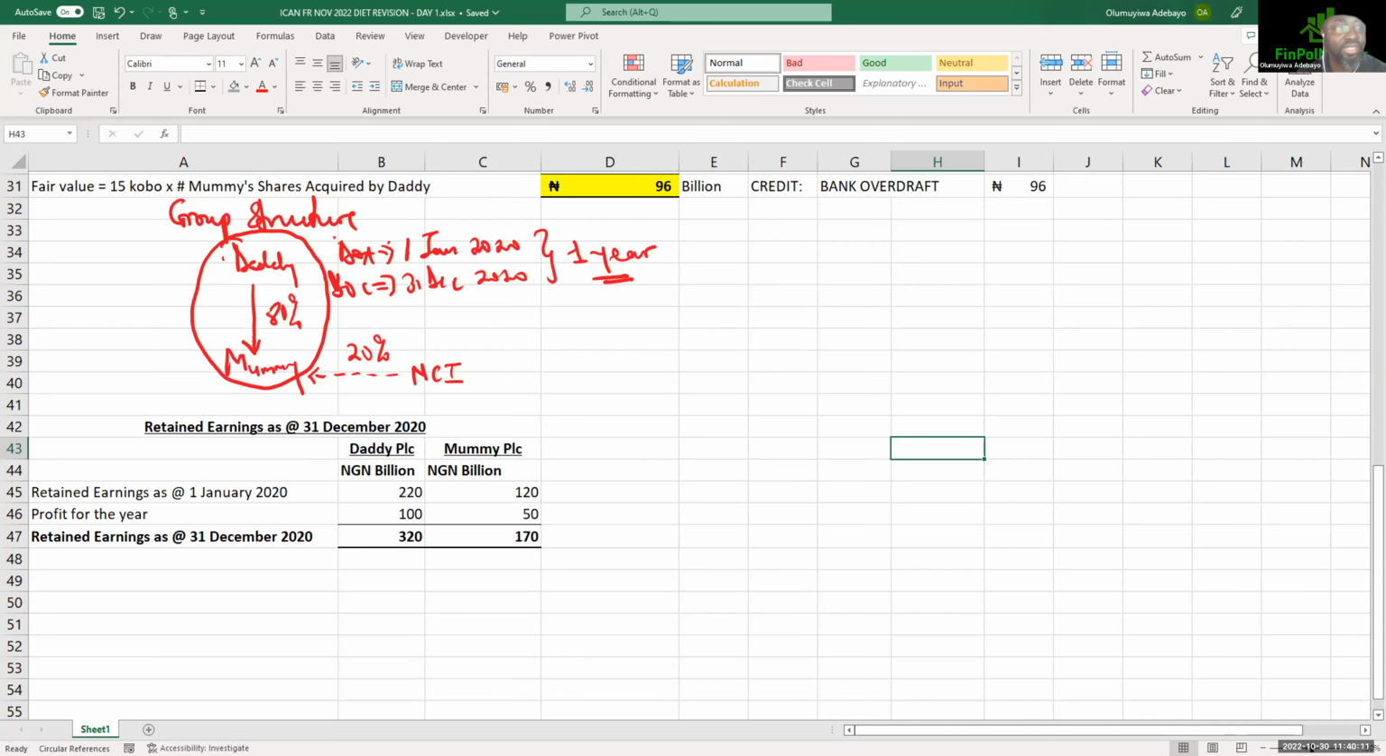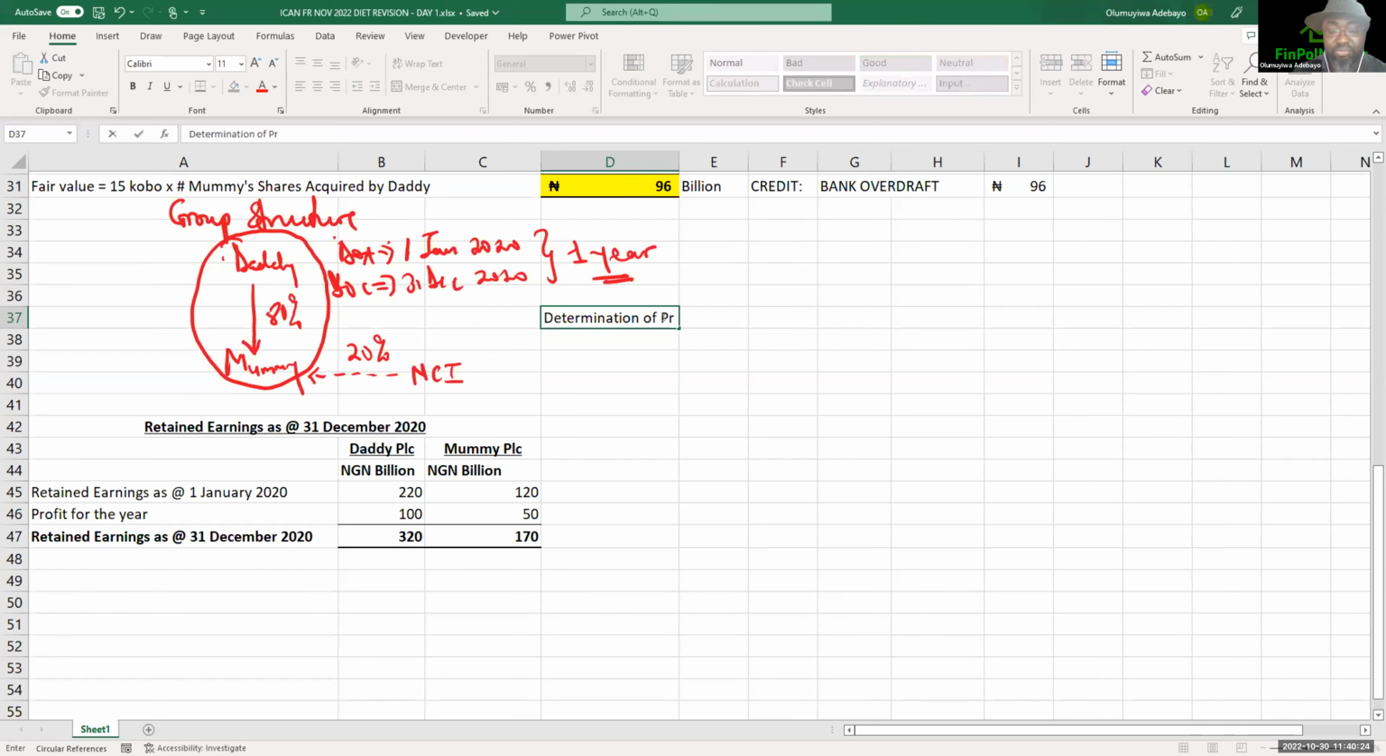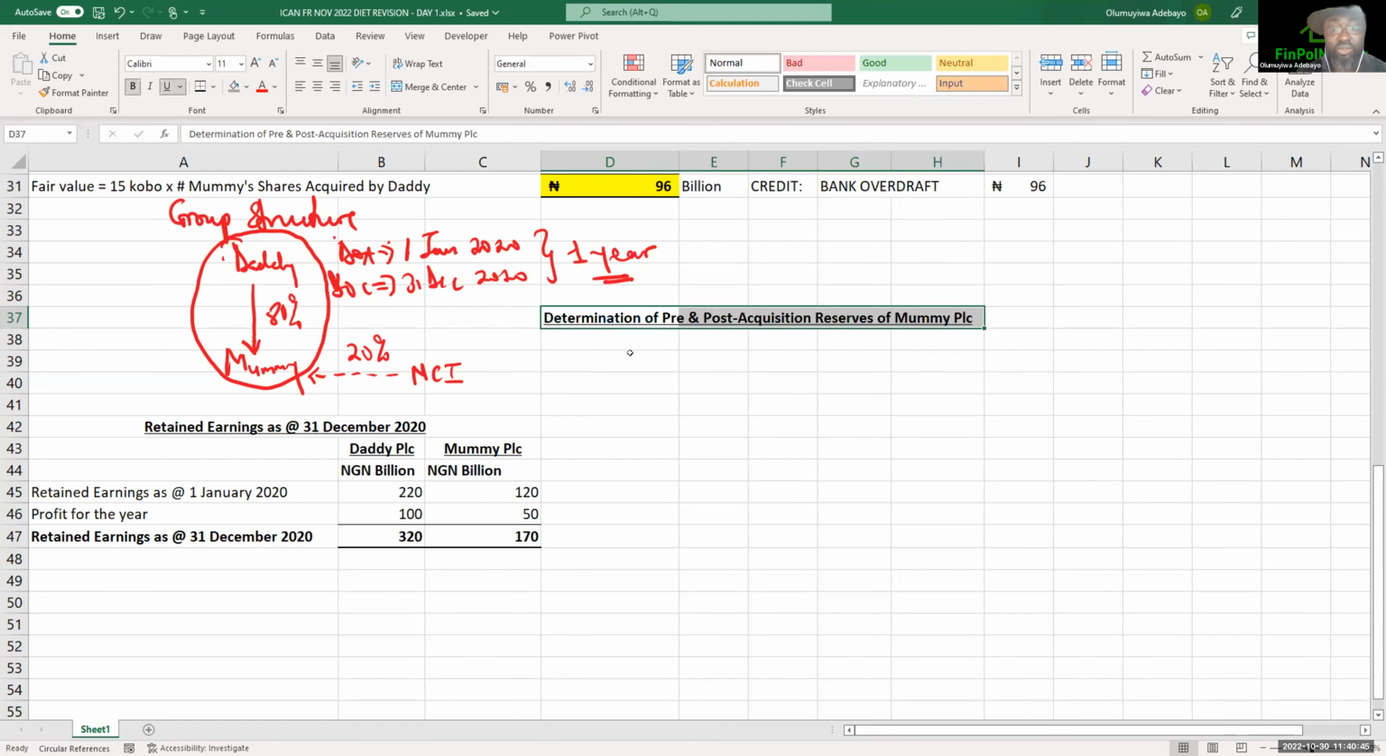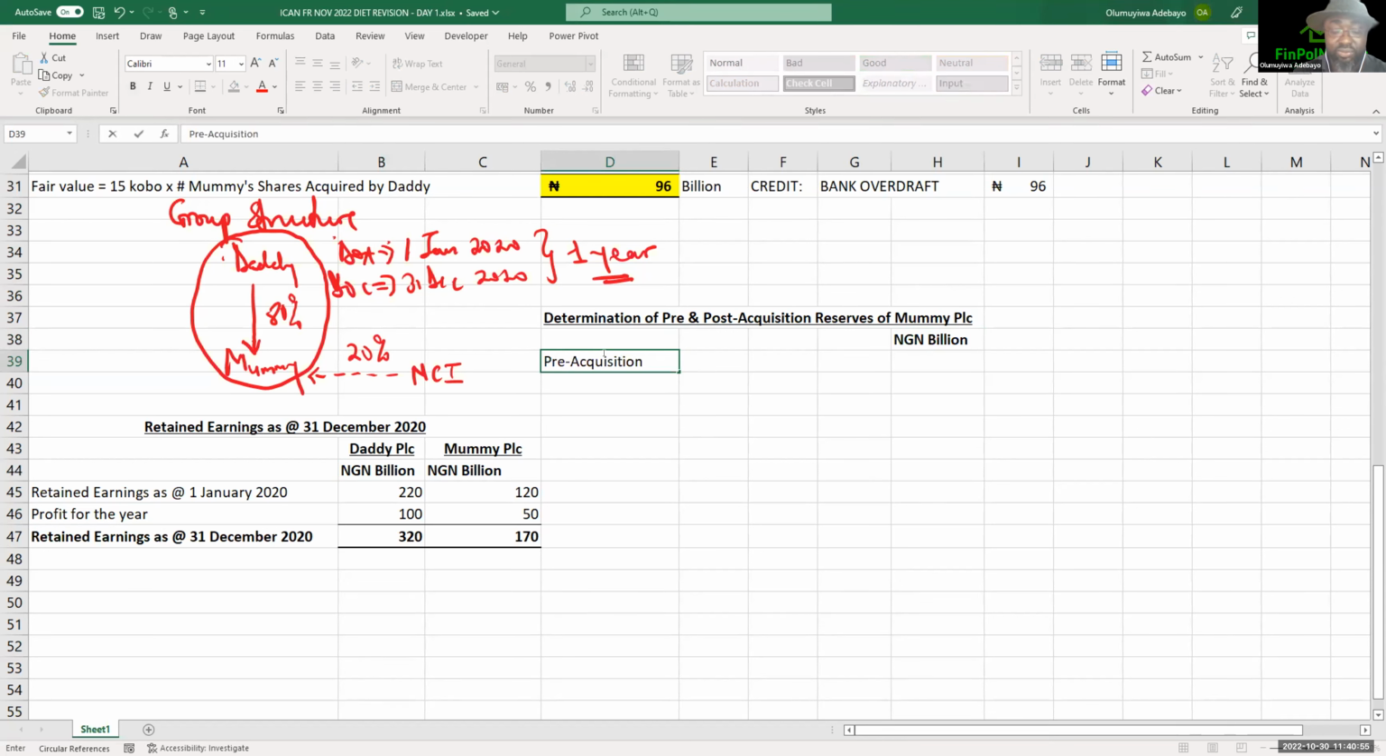Now, what do we intend doing? What we intend doing is that we want to determine pre and post acquisition results of Money PLC. Now, how do you determine that? Pre-acquisition retained earnings is as at acquisition date.